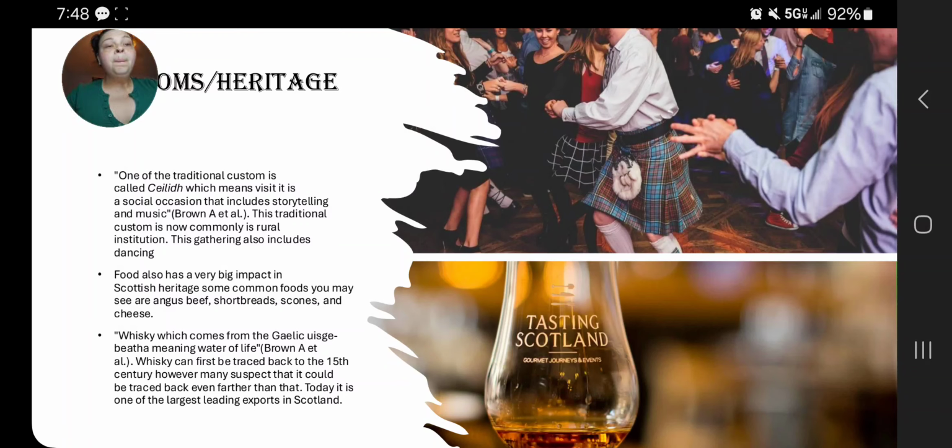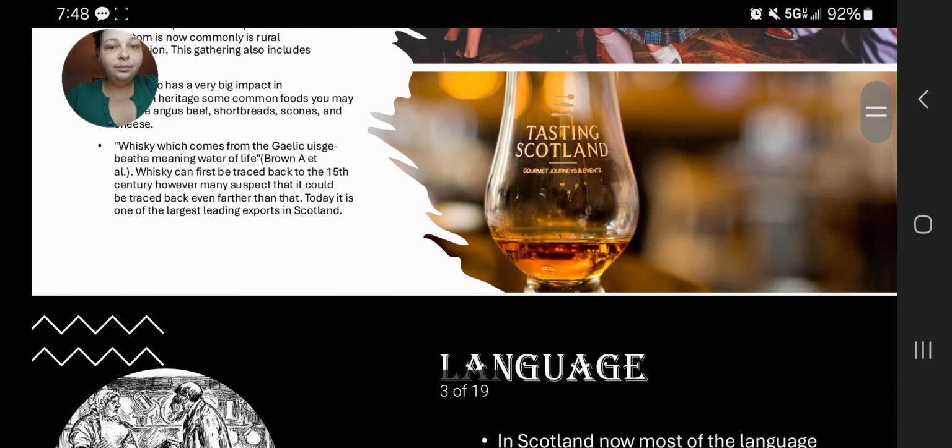It is also one of Scotland's leading exports. I think that's very telling of how history is, because not everything is written down, not everything is told exactly, but historians can trace it back that far. I think it's interesting that it's more than likely they've been drinking this for years and years, longer before they could even trace it back.